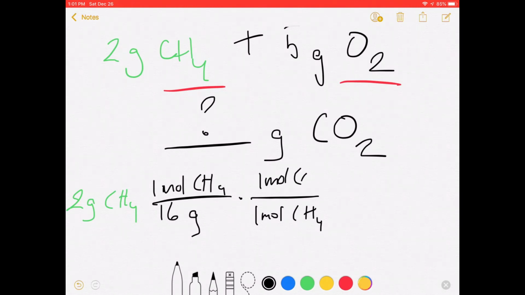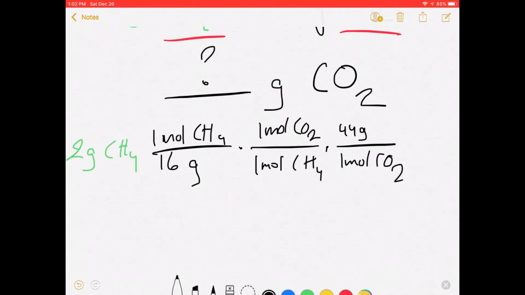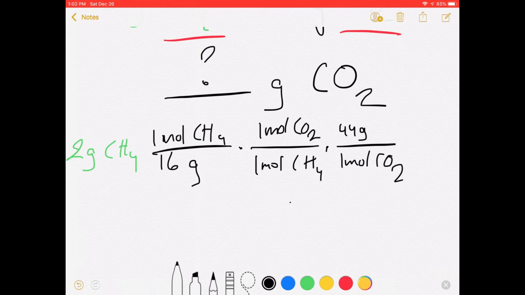And finally, we convert our moles of CO2 into grams of CO2, which is the final product that we want. So we get 1 mole CO2, and if you look at your periodic table, you can calculate that 44 grams are in 1 mole of CO2. Now we perform the calculation, and we see that we get, in the end, 5.5 grams of CO2.